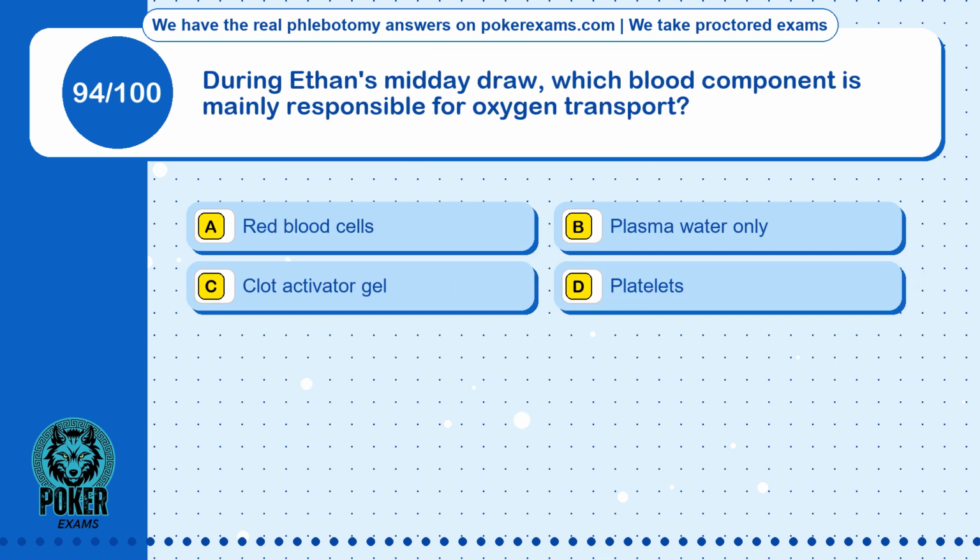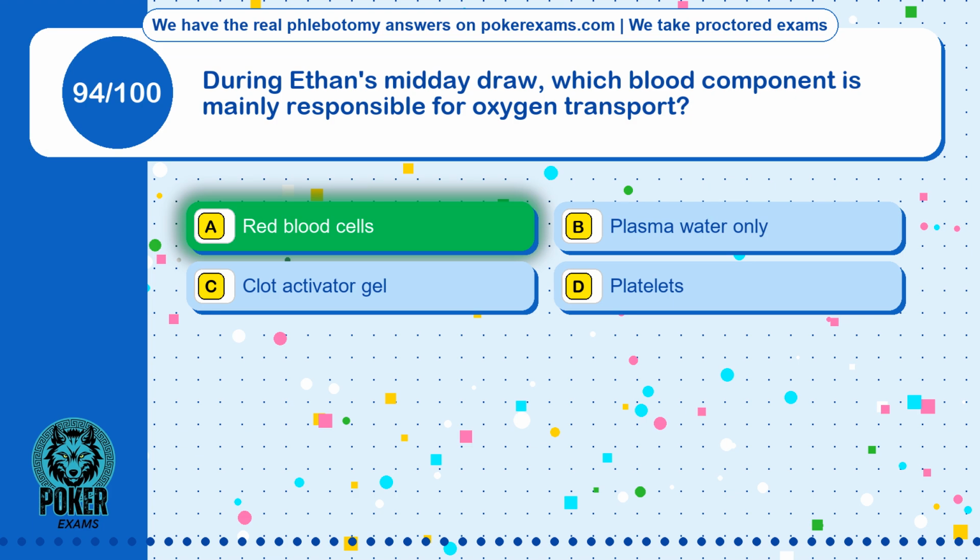Question 94. During Ethan's midday draw, which blood component is mainly responsible for oxygen transport? Option A, red blood cells. Option B, plasma water only. Option C, clot activator gel. Option D, platelets. The correct answer is option A.